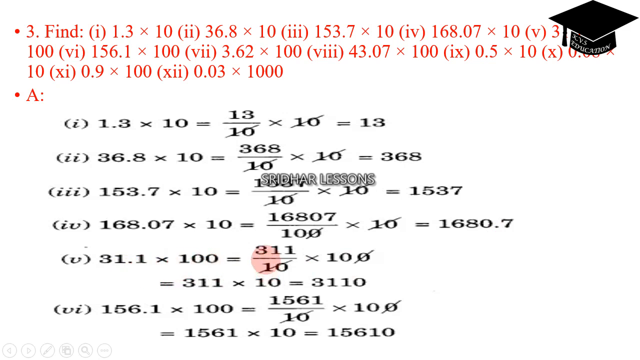This is equal to 311 by 10 into 100. 10 cancels here 10 times. So 311 into 10 is equal to 3110. Next one, 156.1 into 100. That means 1561 by 10 into 100. So 10 cancels here 10 times. So 1561 into 10, this is equal to 15,610.